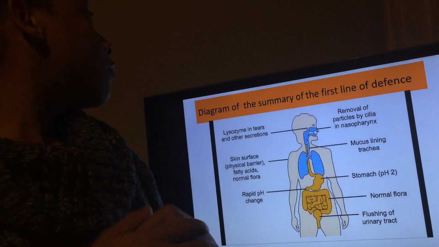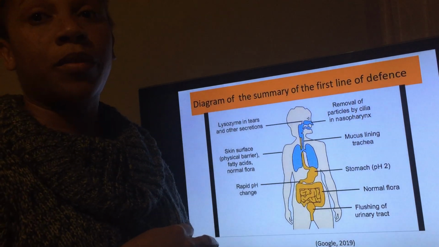Here is a diagram summarizing the first line of defense.